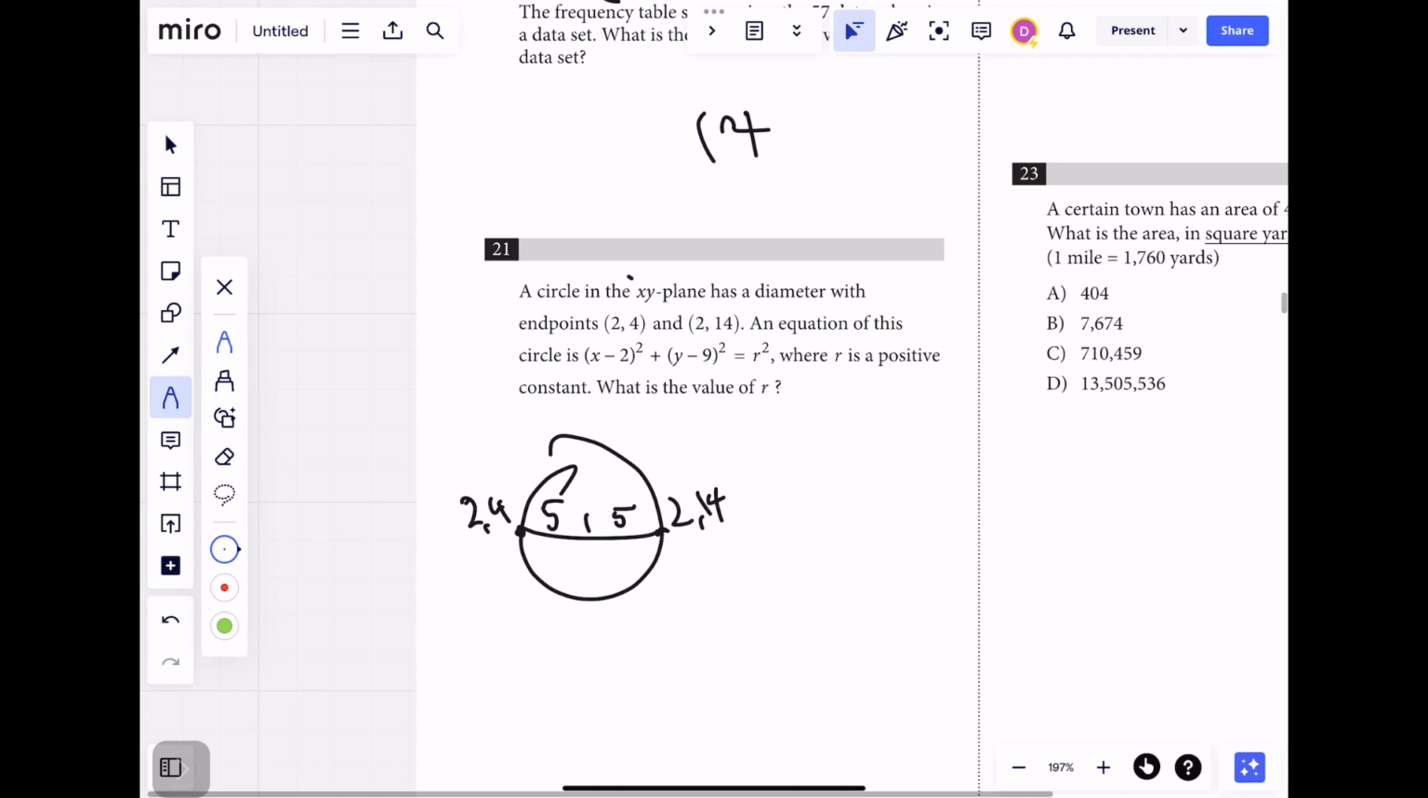An equation of this circle is (x minus 2) squared plus (y minus 9) squared equals r squared, where r is a constant. Okay, so we just figured out that the radius is 5. And if you don't know the circle equation, this is what it looks like. So r is the radius, r is 5.